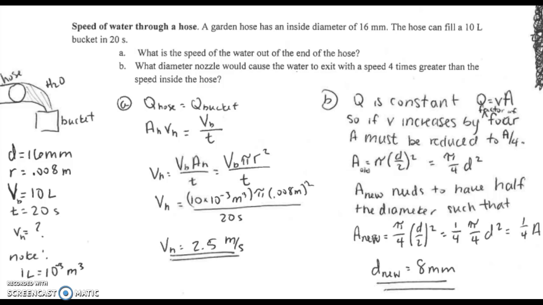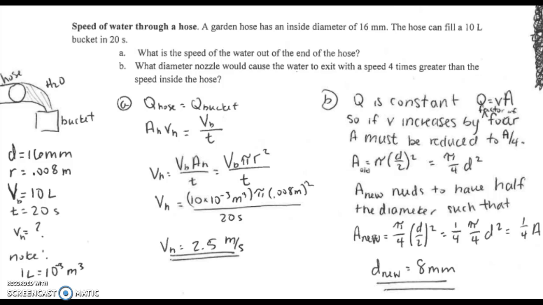All right, part B then asks, what diameter of nozzle would cause the water to exit with a speed 4 times greater than the speed inside the hose? This is just analyzing the relationship between the quantities. Since we know that the volume flow rate has to be constant, then if we have to increase the speed by a factor of 4, that means that the area must decrease by a factor of 4.